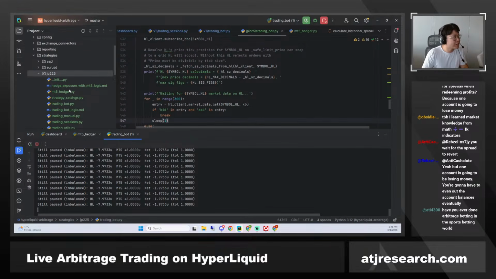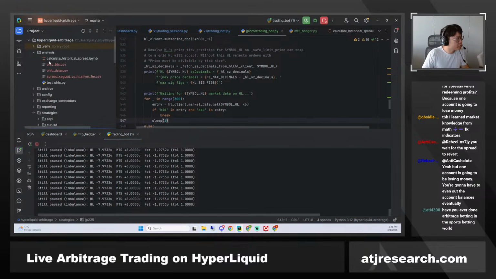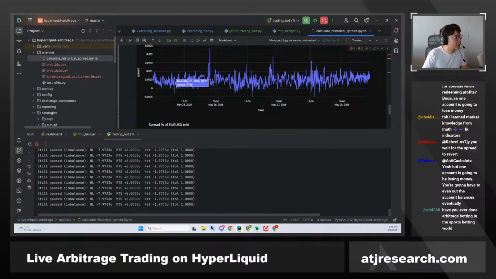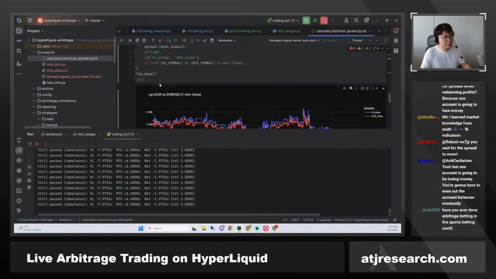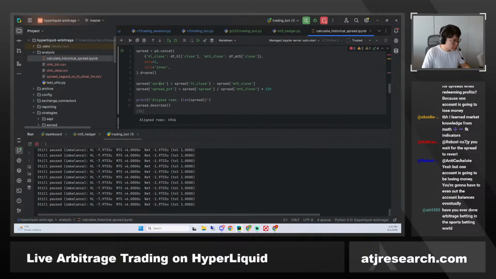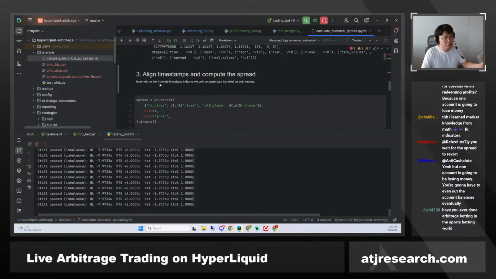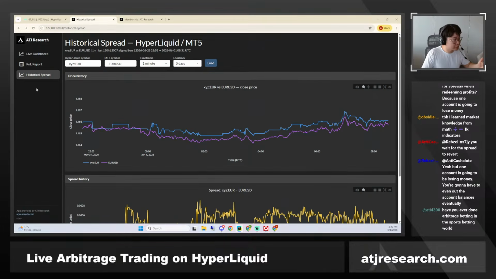And so this app is based on the notebook that I created here, calculate historical spread. Last week we coded this notebook, and so I told Claude, take this notebook and create an app, and then Claude added it into this dashboard here.